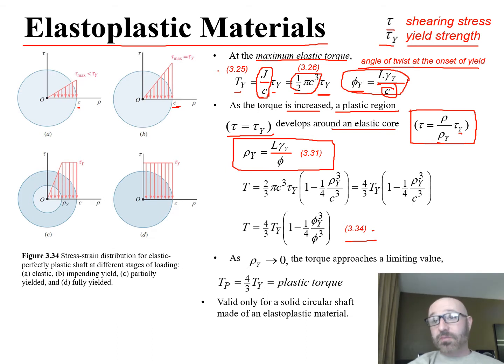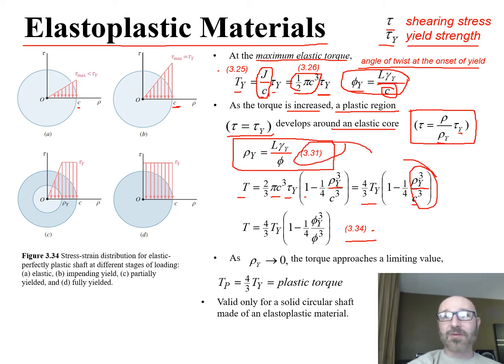Again, please reference back to the textbook for the detailed step-by-step information on how to break this down. Then we get that our torque is equal to 2/3 pi c cubed times our tau y times 1 minus 1/4 of rho y cubed over c cubed. We can simplify it a little bit, and we end up with 4/3 T sub y times 1 minus 1/4 of rho y cubed over c cubed. We plug in the relationship from this equation, rearrange slightly, and that's where we come up with equation 3.34 in our textbook.